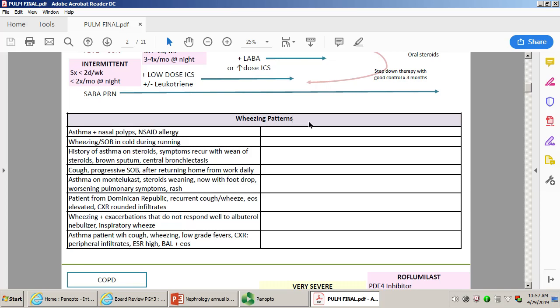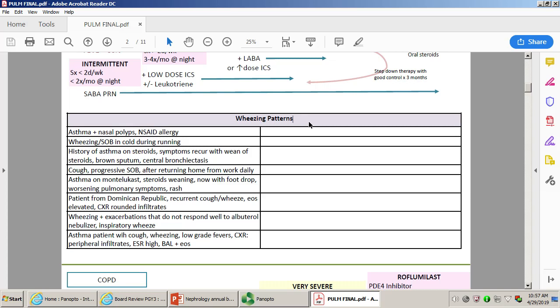A patient who has asthma on Montelukast, steroids get weaned, they're having worsening pulmonary symptoms, maybe they have a foot drop, a rash. The newer name for Churg-Strauss is EGPA. EGPA is what kind of a vasculitis? Did you guys just talk about it in nephro? Small vessel? Possible.